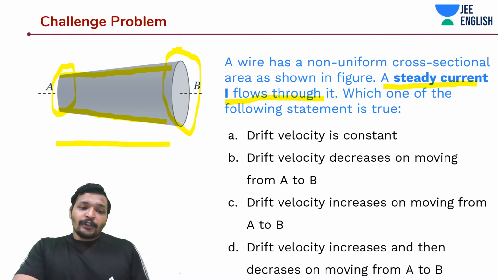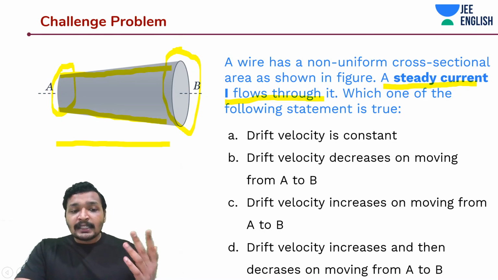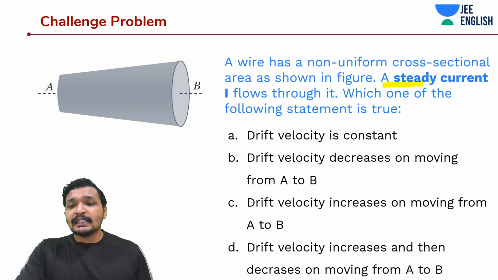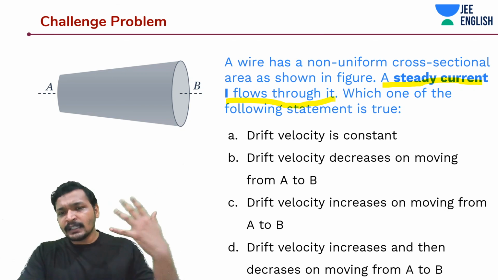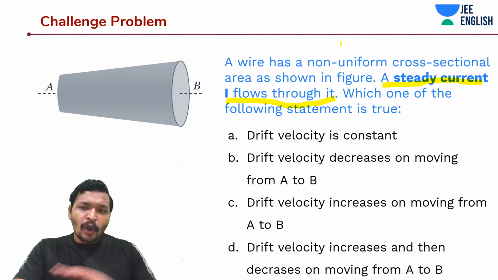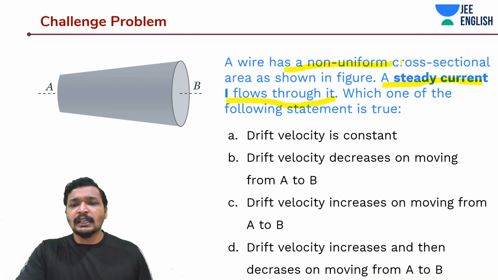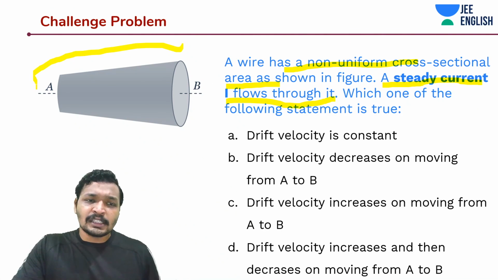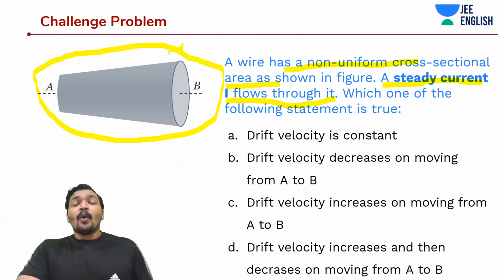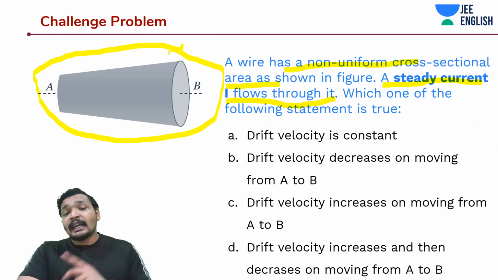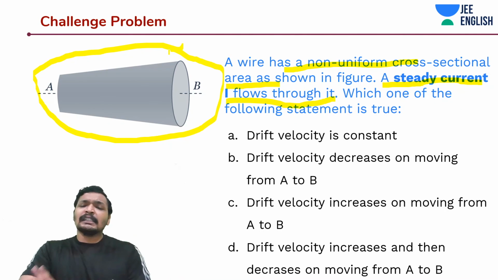A steady current is given to you. Somehow the current is made steady. The current is steady throughout the material, and this cylinder has a non-uniform cross-sectional area. What would happen when the steady current is flowing from A to B?